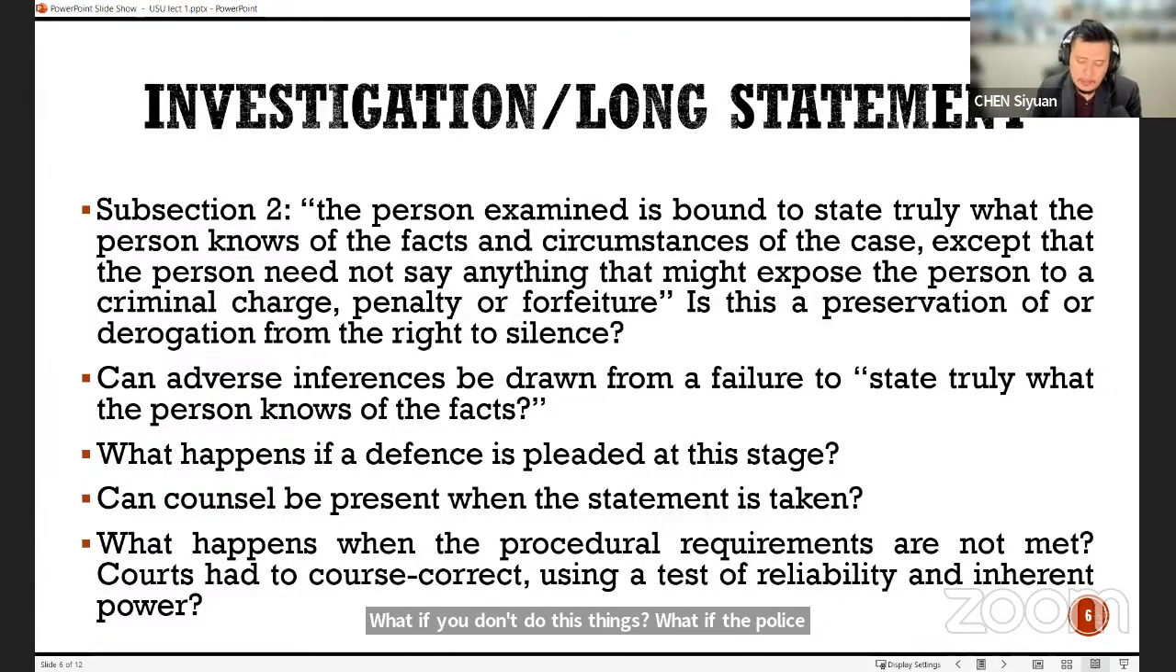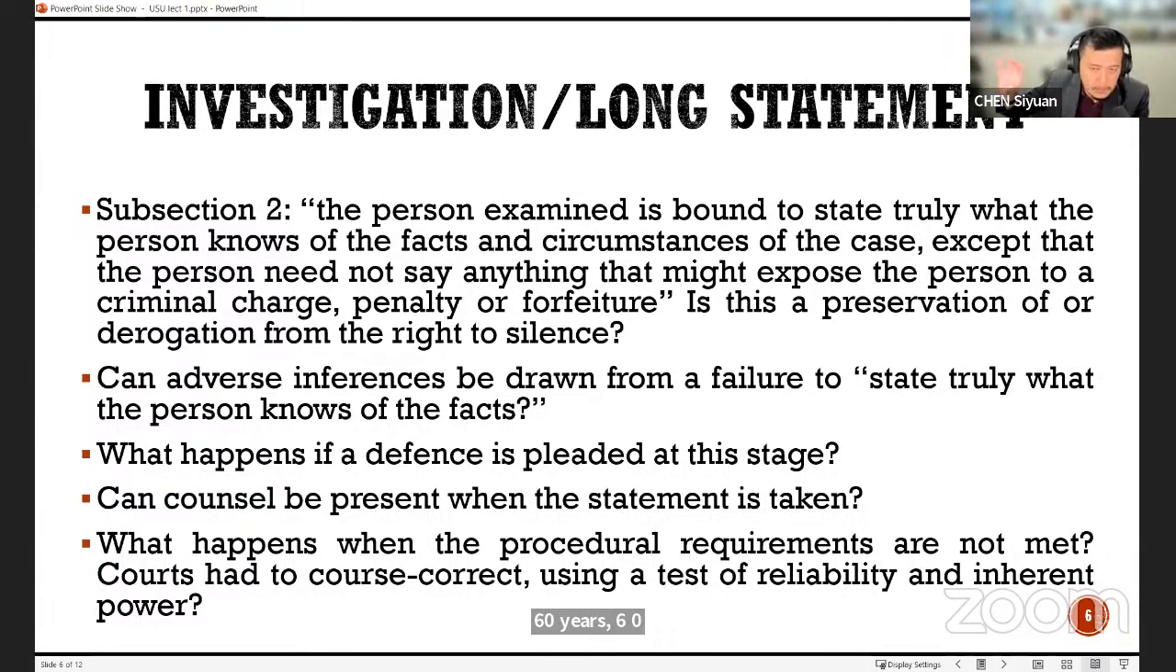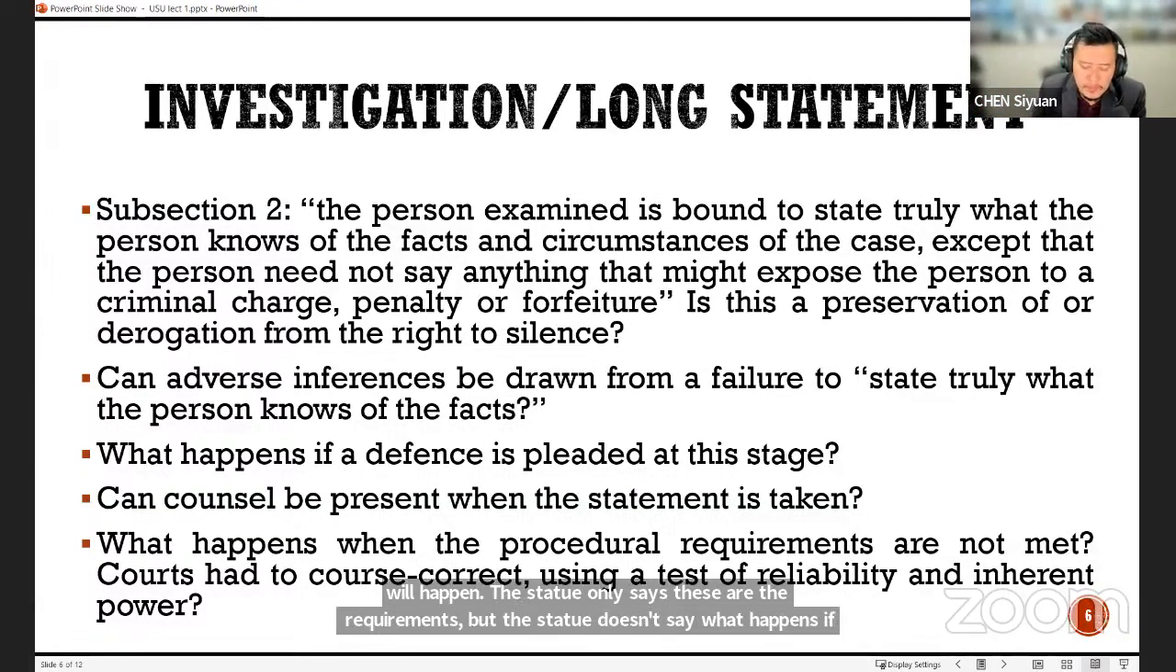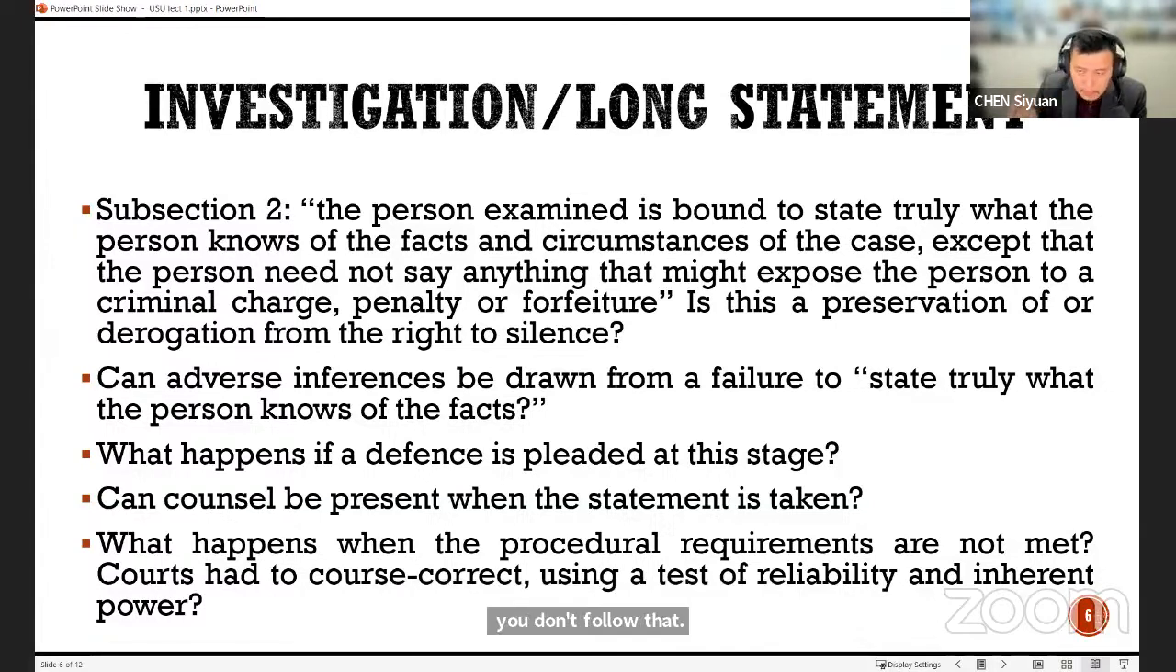So for around 60 years, our courts decided that the statute doesn't tell you what will happen. The statute only says these are the requirements, but the statute doesn't say what happens if you don't follow them. So our courts concluded that, oh, so if you violate the procedural requirements, whether it's 1 requirement, 2, 3, or 4, doesn't matter.